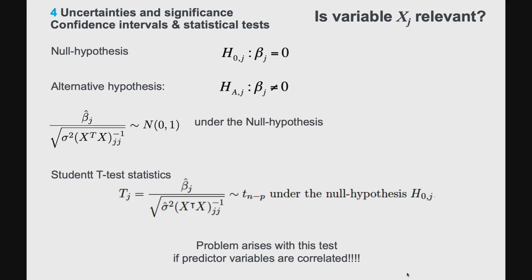This assumes, of course, again, a couple of things. Like every time when I do a statistical test, for example, it assumes that the different random variables, the different predictor variables are uncorrelated. And if the predictor variables are correlated, then I cannot use the student t-test. Or again, it depends on how strongly they are correlated.